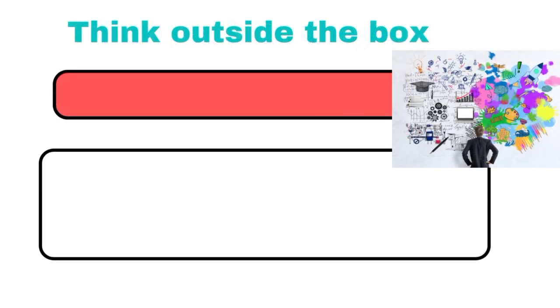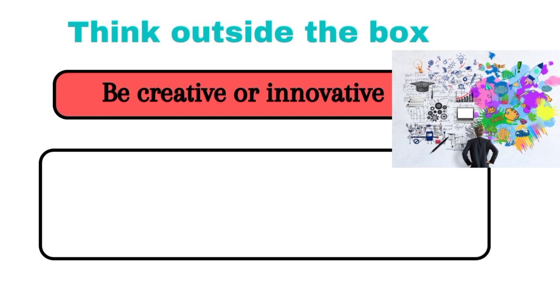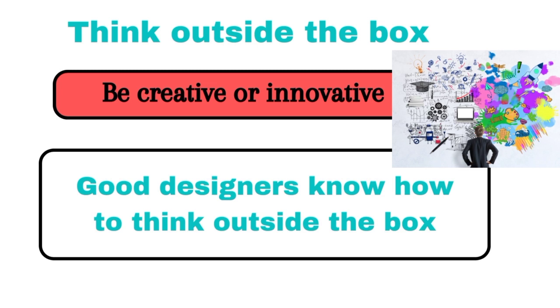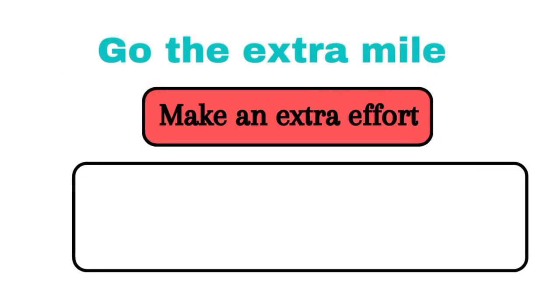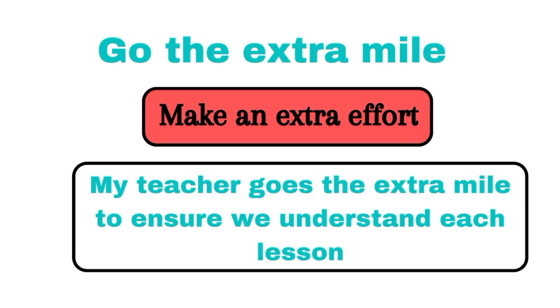Think outside the box. To think outside the box means to be creative or innovative. For example, good designers know how to think outside the box. Go the extra mile. This means to make an extra effort. My teacher goes the extra mile to ensure we understand each lesson.